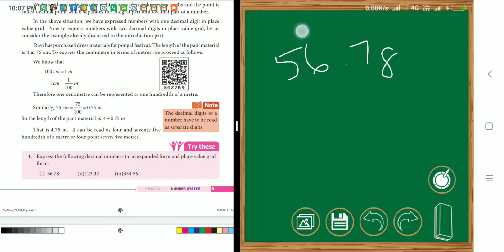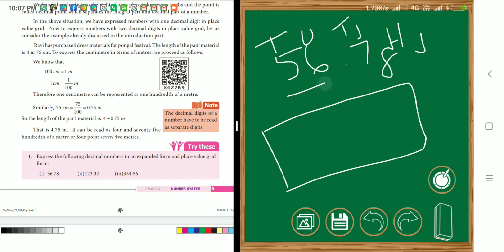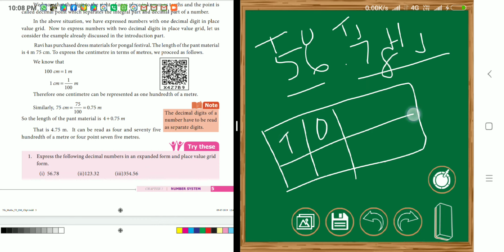So here this is ones place, tens place. The place after the decimal point is called tenths. To differentiate that, I am writing TS. This is hundredths. So first write the whole part number. This is called the whole part, and this the decimal part. Ones, tens. And this is tenths, hundredths. So show 7, 8, 6, 5. This is how you can do it.